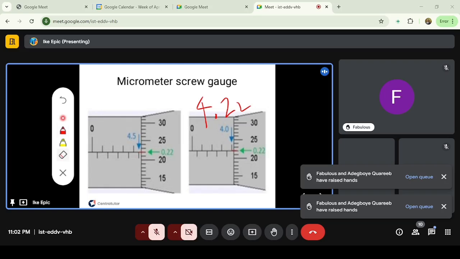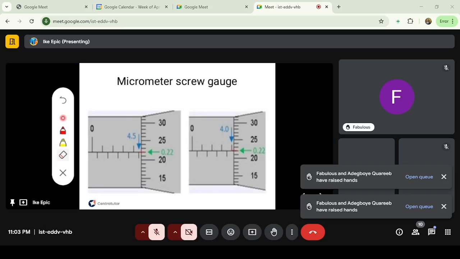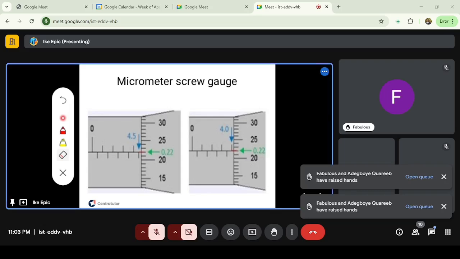Does anyone have a question on this micrometer screw gauge before we go on? Any question? Okay, I think there's no question.